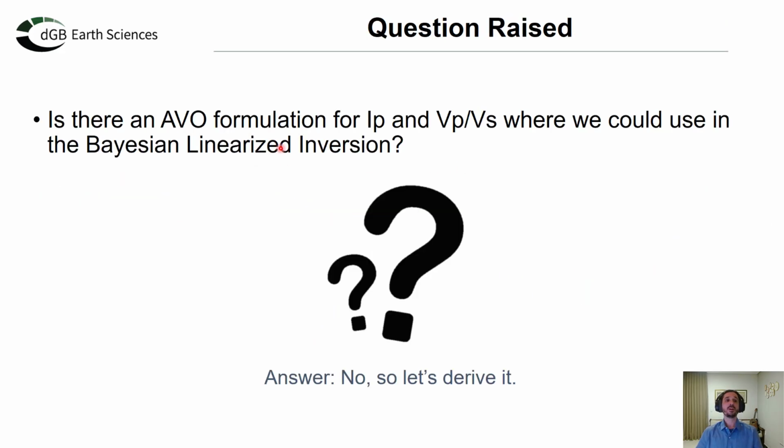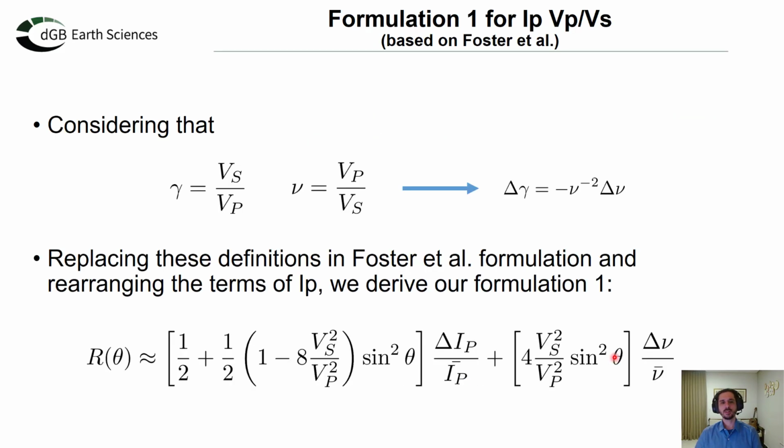So the question was raised: is there any AVO formulation for IP and Vp-Vs ratio that we could use in the BLI, the Bayesian Linearized Inversion? We didn't find one, so we decided to try to derive it. Basically we derived 4 formulations, and I won't discuss all the details of the derivations, but it's important to highlight here that we define the Vp-Vs ratio as this variable nu.